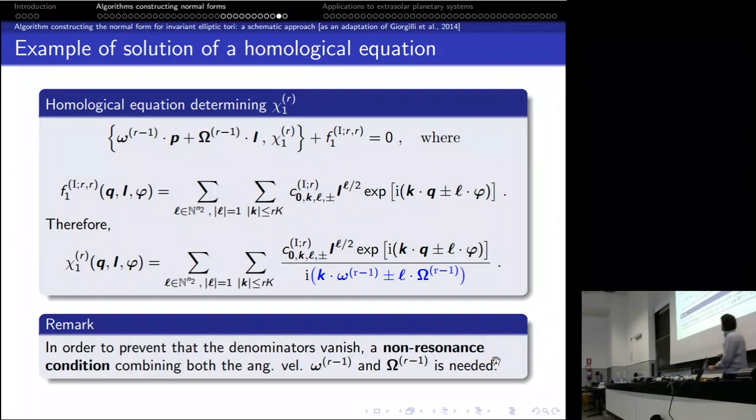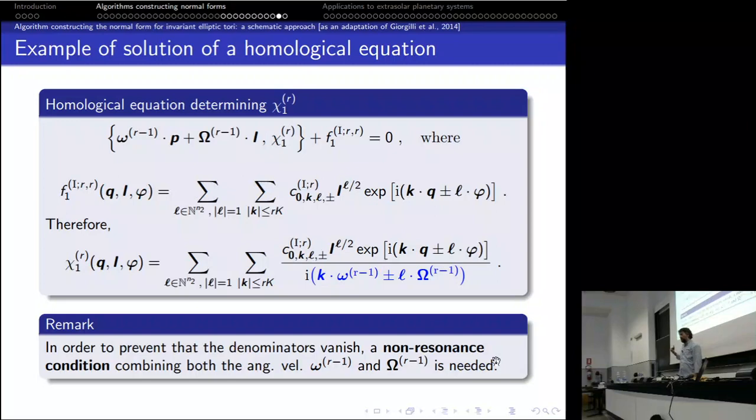Okay, and a remark: when you solve this homological equation, you will have a denominator mixing up.